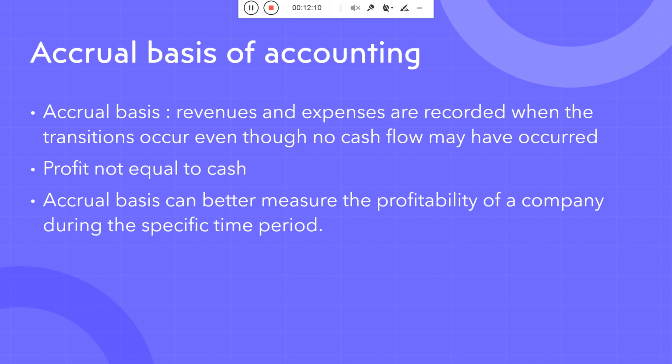So when I talk about the accrual basis, it can better measure the profitability of a company during a specific time period. If you only count cash, a sale on credit is not considered. The accrual basis actually measures the profitability of the company in a particular time period, because the credit may come or may not come, which is a risk. So how much actual profitability there is in a particular time period, you can identify by using the accrual basis. Okay, so that is one thing in accounting.